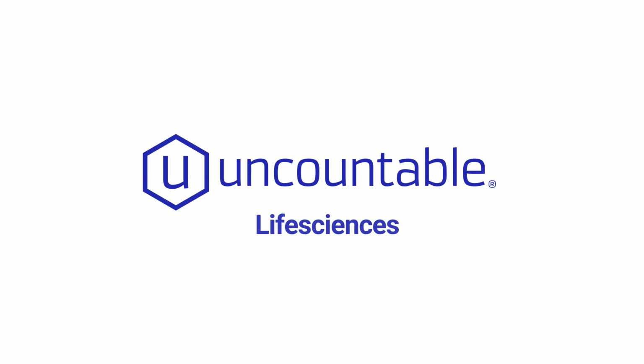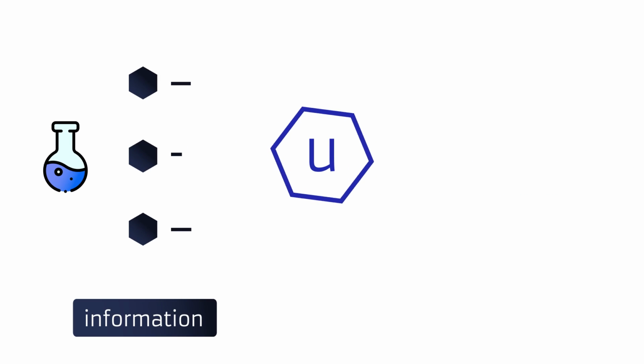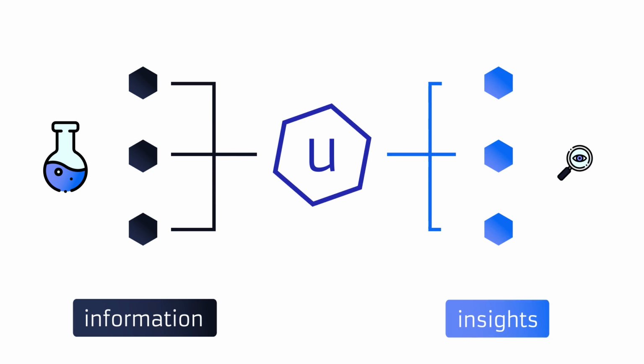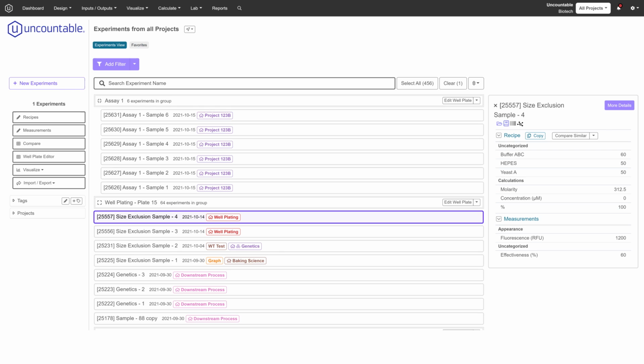Uncountable is the key to accelerating your researchers by structuring your organization's experiment data. The Uncountable platform brings together information from across the life sciences lab environment. At Uncountable, every experiment is a data point and is ready to be searched, analyzed, and filtered. High-throughput assays can be searched alongside one-off experiments.